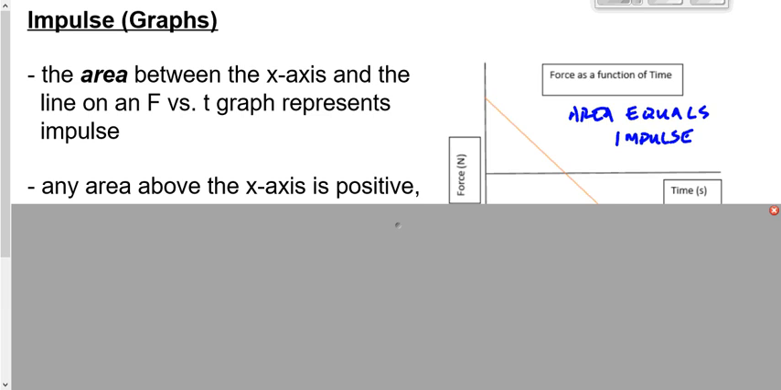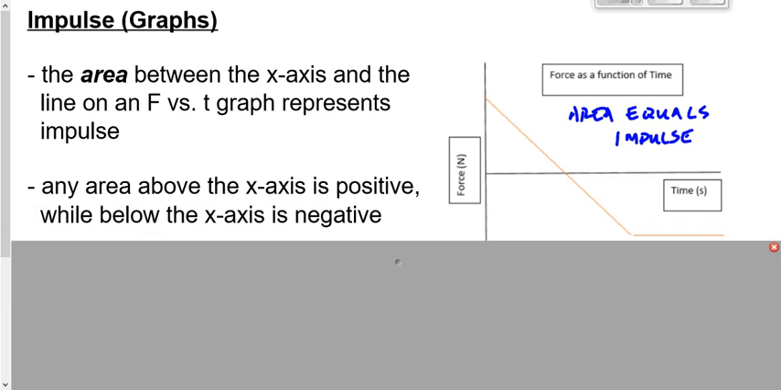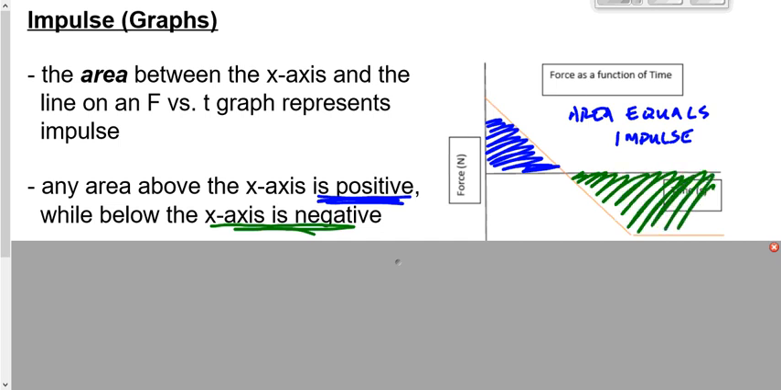The area above the x-axis is a positive impulse. The area below the x-axis is a negative impulse. So this would be a positive area right here, or a positive impulse, a gain in momentum. This would be a negative impulse down here, a loss of momentum in the positive direction. To find the total impulse, or the total change in momentum, we'd simply calculate both of those, add them up, being sure to account for the negative if there is something below the x-axis.